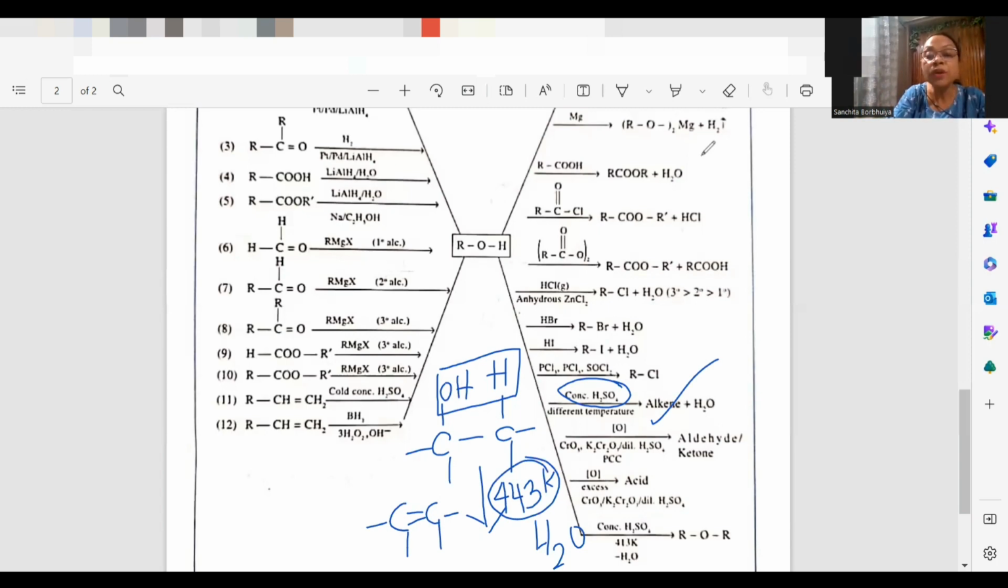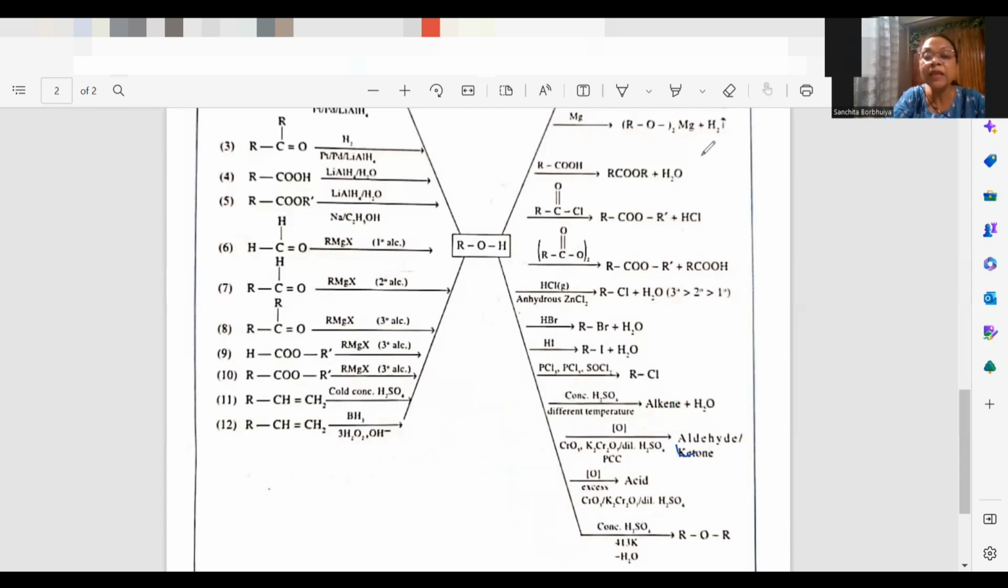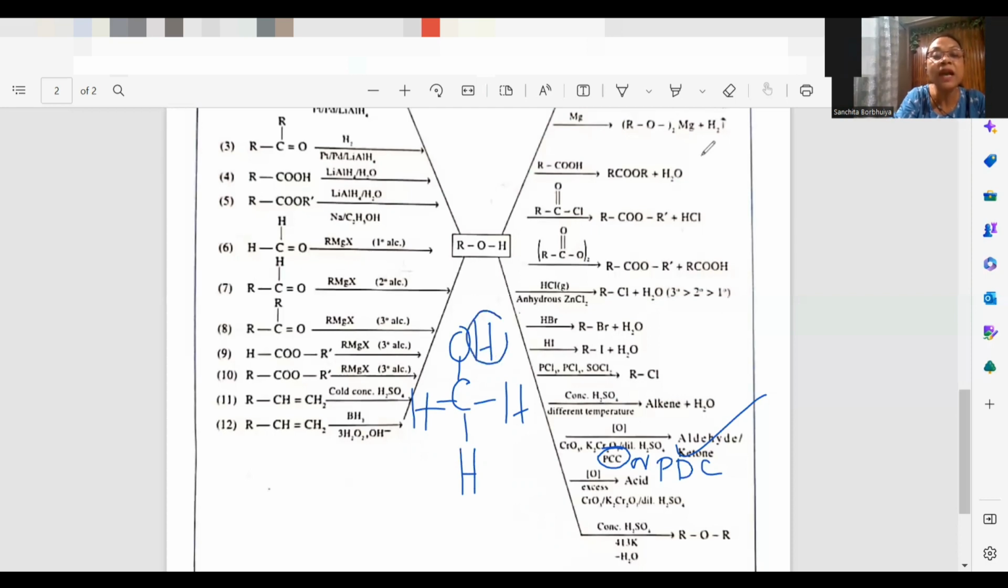Next, if you want to convert an alcohol to an aldehyde or a ketone, you've got to use partial oxidizing agents, which is PCC or PDC, PCC, pyridinium chlorochromate, PDC, pyridinium dichromate. So the alcohol will get converted to the aldehyde or the ketone, depending whether the alcohol is primary or secondary. Okay, so you get an aldehyde or a ketone.